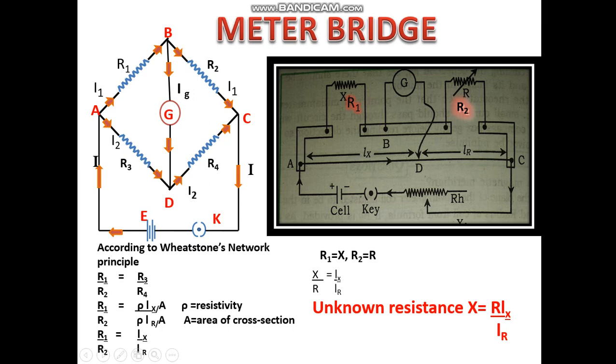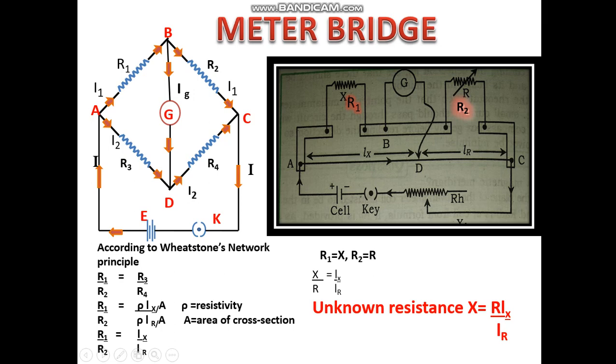We will compare it with a Wheatstone's network now. X is comparable to R1 of the Wheatstone's network. R2 is comparable with R over here. Instead of R3, we have the length of the wire, Lx. And instead of R4, we have Lr. Now, we are applying Wheatstone's network principle here. R1 by R2 is R3 by R4.